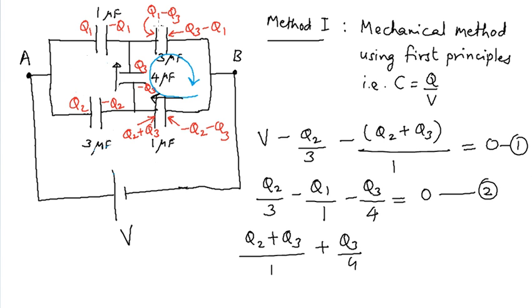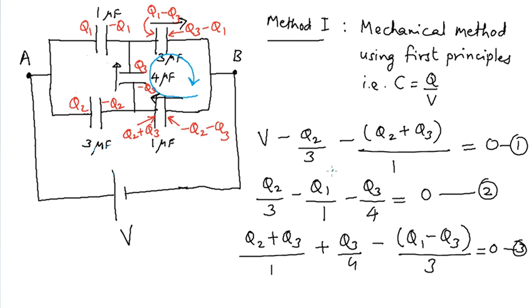And finally the top capacitor when I travel from left to right, the potential difference is going to be minus of Q1 minus Q3 divided by 3 microfarads, and the total potential difference in the loop is of course equal to 0. This is my third equation. Now if you look at these equations, you notice certain things.